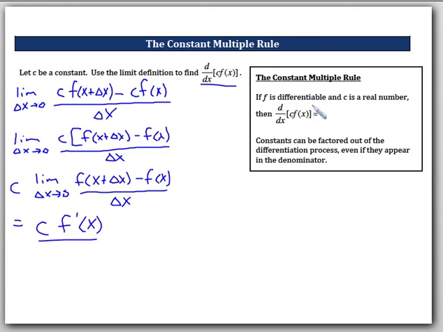So if f is differentiable and c is a real number, then the derivative of the constant times the function is just constant times the derivative of the function. So what that is telling me is that constants can be factored out of the differentiation process, even if they appear in the denominator. So it doesn't matter where they are, you can just factor them out to the front and then take the derivative.